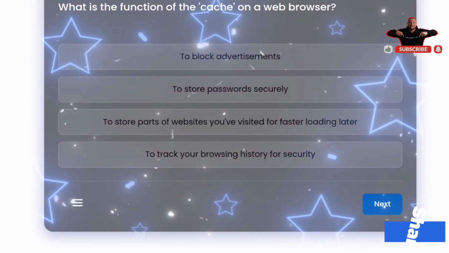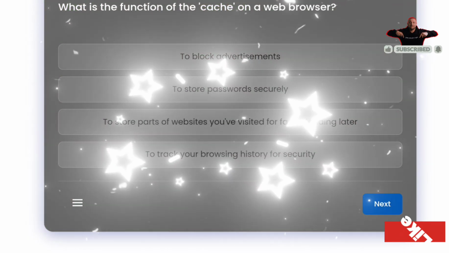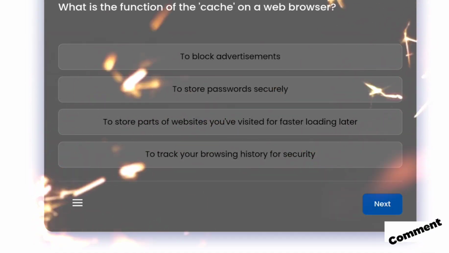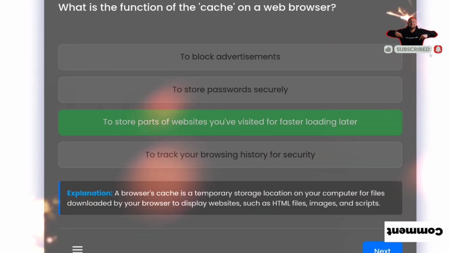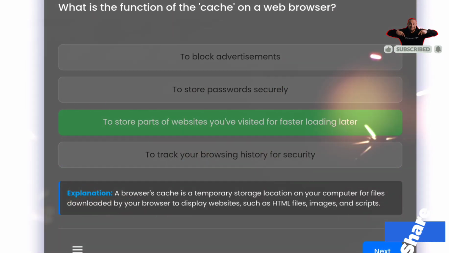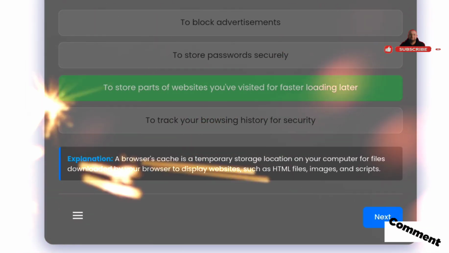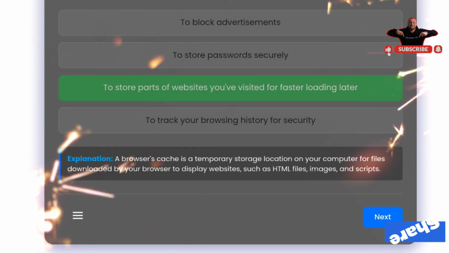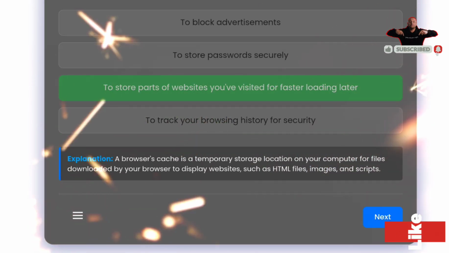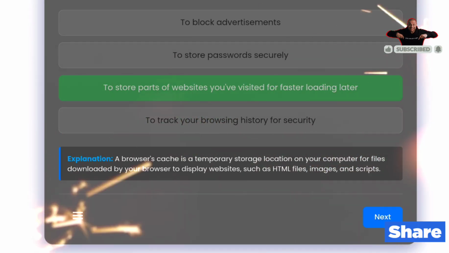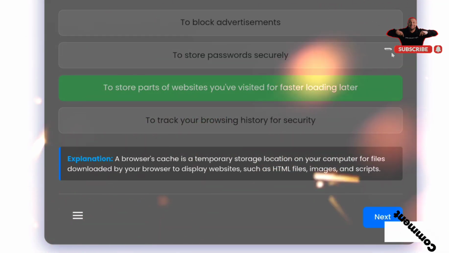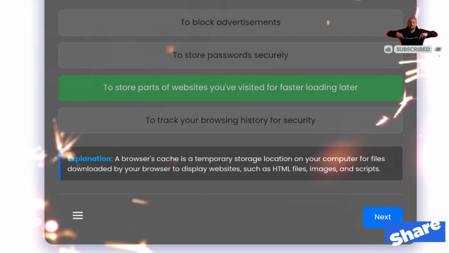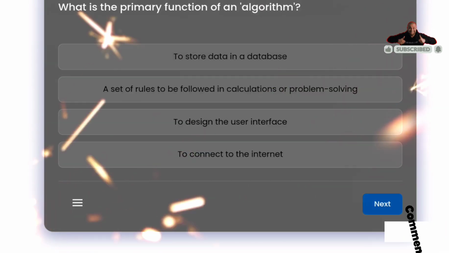What is the function of the cache in a web browser? To store parts of websites you have visited for faster loading later. A browser cache is a temporary storage location on your computer for files downloaded by your browser to display websites, such as HTML files, images, or scripts.